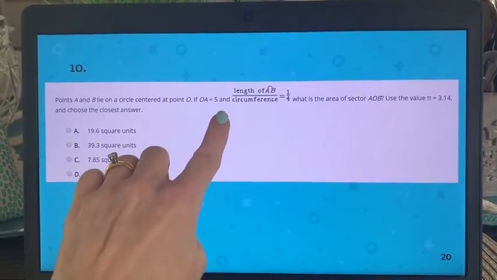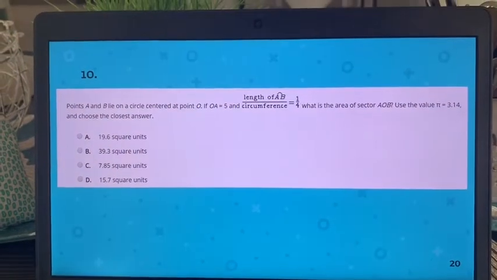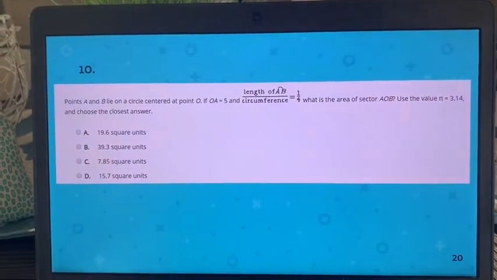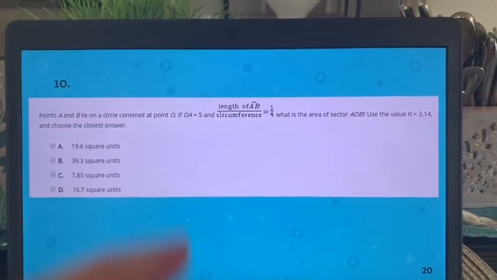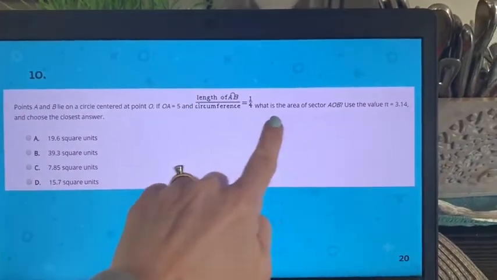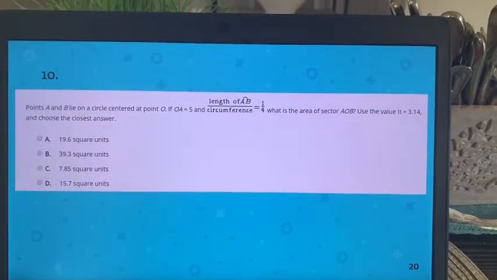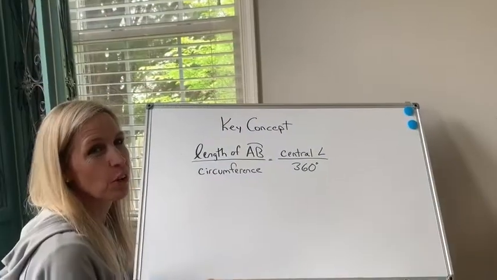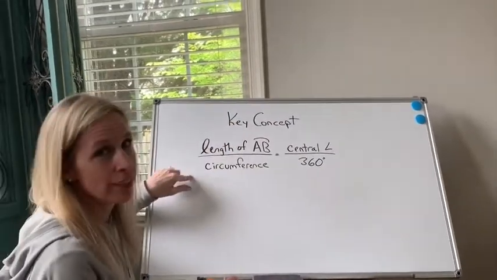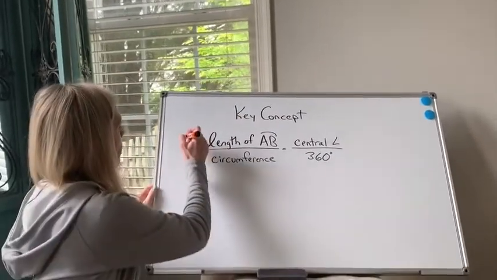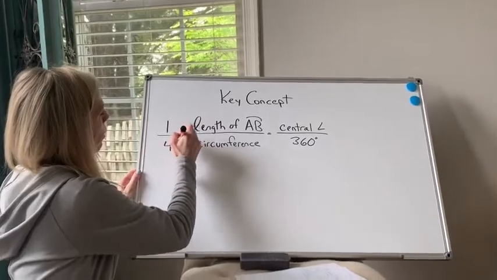So we want to focus in again on this little piece of information. This is important, what they tell us: length of AB over the circumference is equal to 1/4. So we're going to go to the whiteboard and talk about that. Remember that in the end, what we're trying to find is the area of the sector AOB. In the problem, it says that that's equal to 1/4.